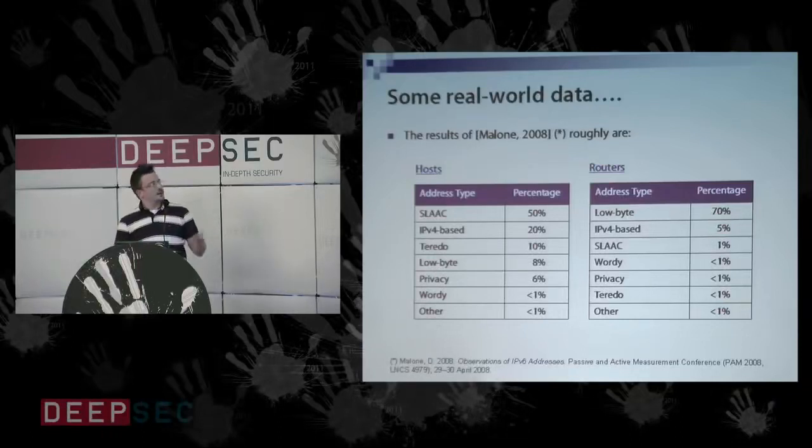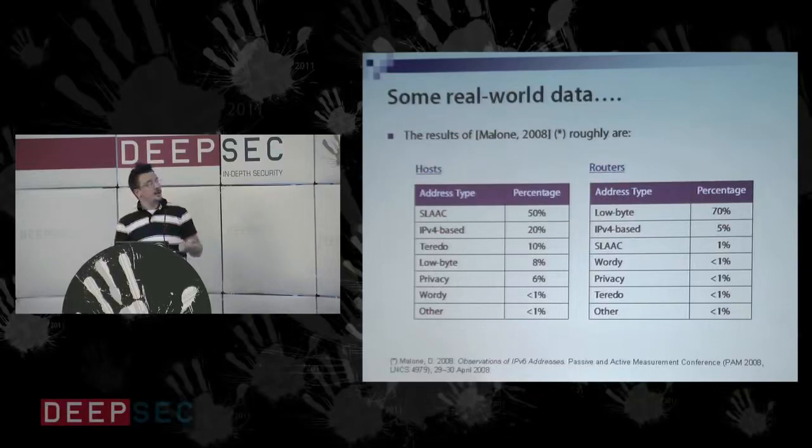Now, when it comes to addresses that are employed by routers, the numbers change quite a bit. 70% of the addresses are low byte addresses, which means that the interface ID is all zeros except for the last byte. And the reason for that is obviously that in the case of routers, you usually configure the addresses by hand. So you're not going to select a random number, but you basically select an interface ID or an address that is easy to remember. So 70% of the addresses are low byte.